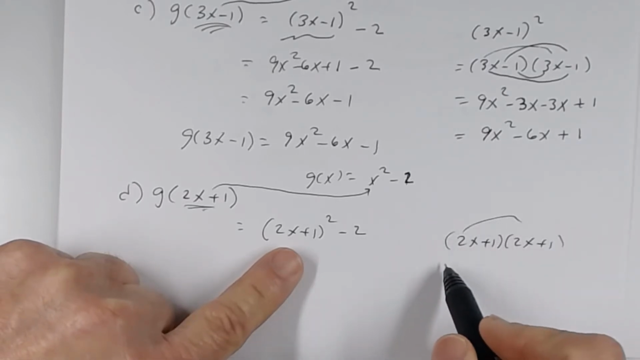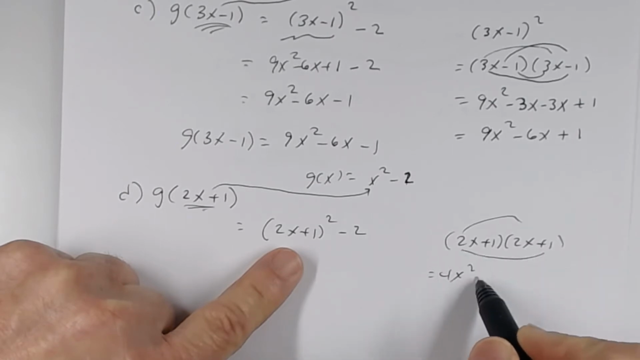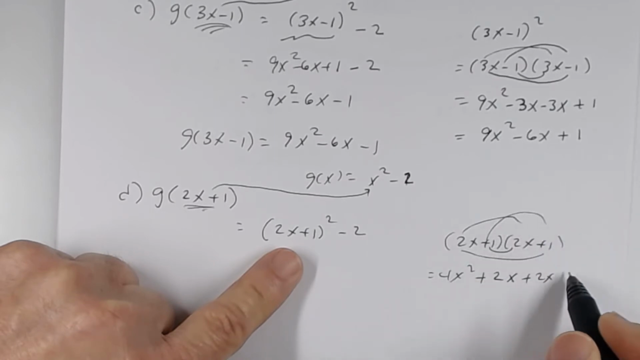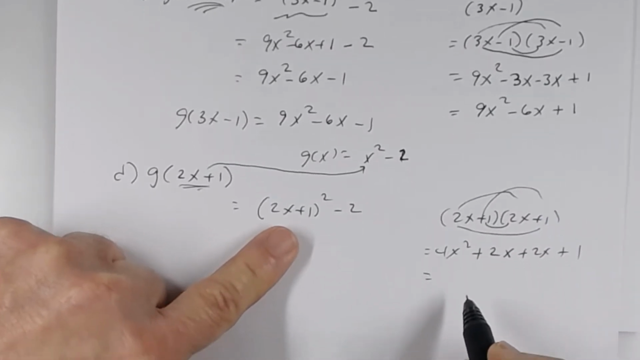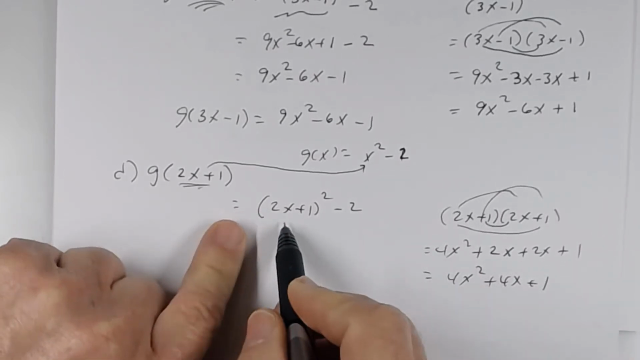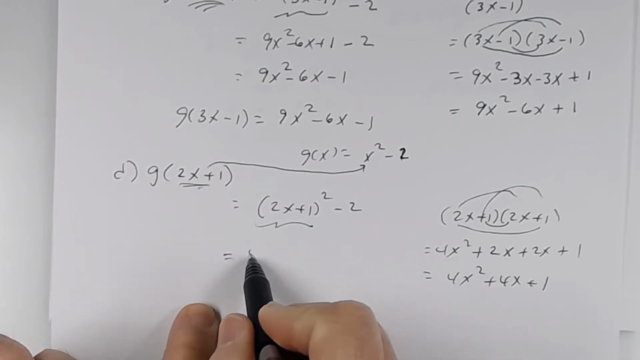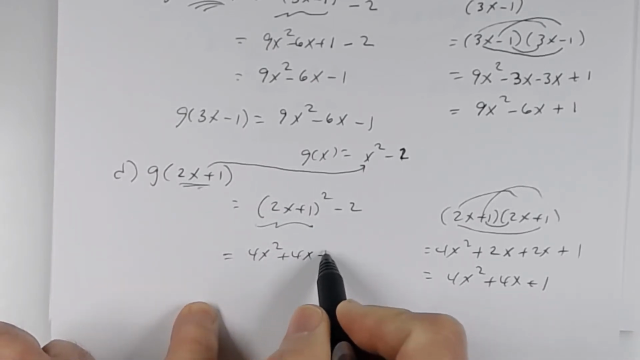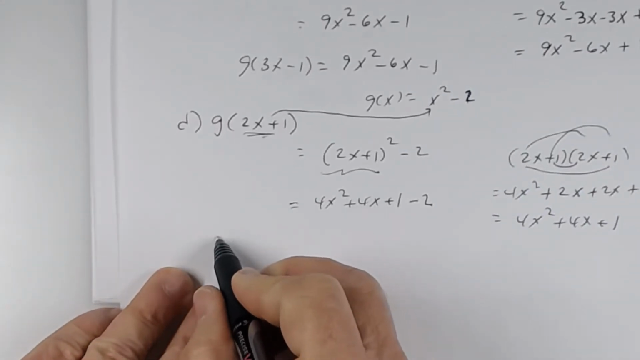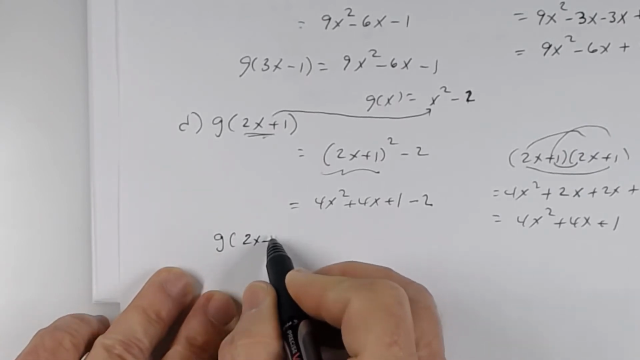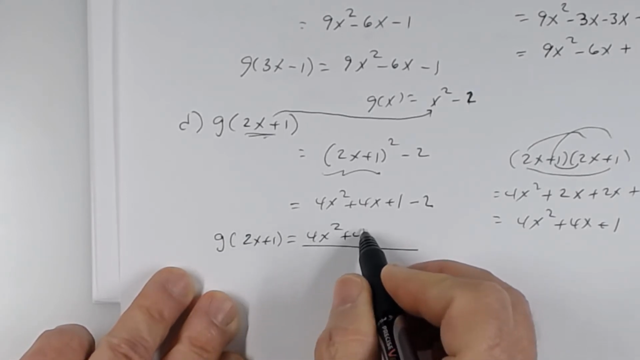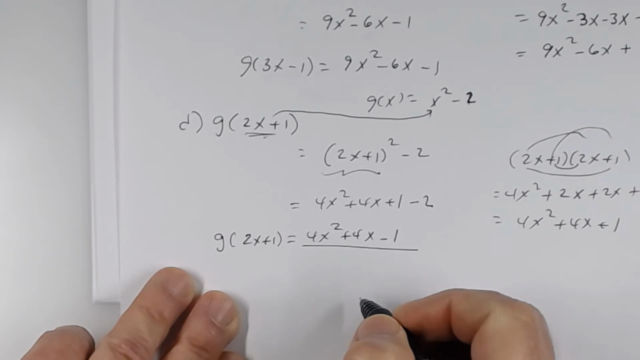So 2x times 2x is 4x squared. The outer is 2x. The inner is 2x. And then plus 1. Combine like terms, what do I get? 4x squared plus 4x plus 1. Now remember, that's just this part right here. So that's 4x squared plus 4x plus 1, but I have to subtract 2. So therefore, g of 2x plus 1 is going to equal what? 4x squared plus 4x minus 1.